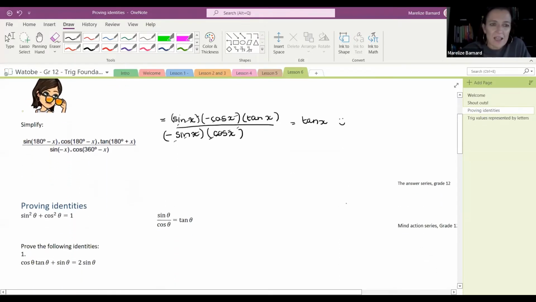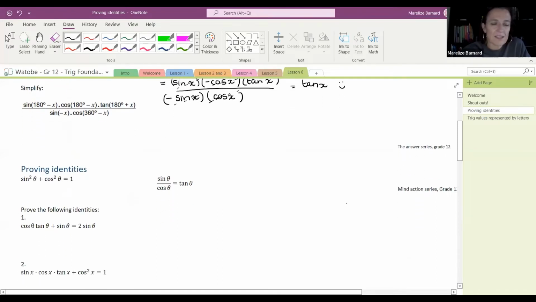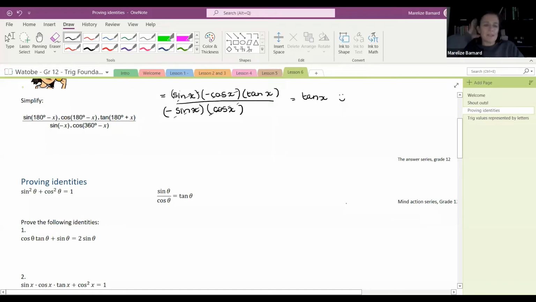So tonight we are going to start proving identities. When we prove identities, we take the left-hand side and the right-hand side and prove that one of the sides is equal to the other side. There are two important identities that we can use to do that. The first one is sine squared plus cos squared is 1. And the other one is that sine over cos is tan. So sine of any angle over cos of that angle is equal to tan theta.